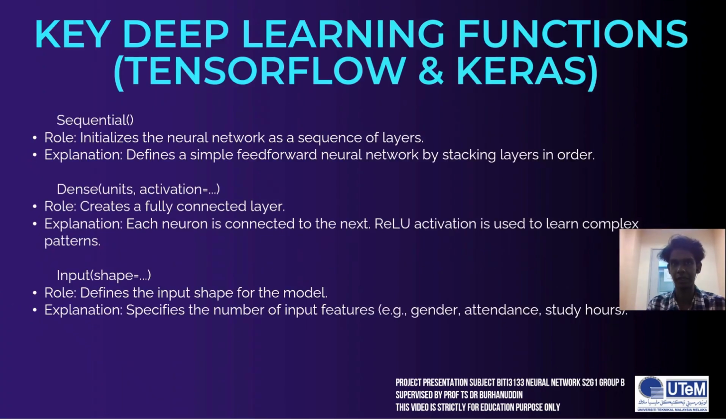So the key deep learning functions using TensorFlow and Keras are, we use sequential, where we initialize the neural network as sequence of layers. And then we use dense, where we create a fully connected layer, and then the neuron for each layer is connected, and then the ReLU activation is also applied to learn the complex pattern. And then for input shape, we define the input shape for the model. And then it also helps to specify the number of input features for attendance, gender, and study hours.